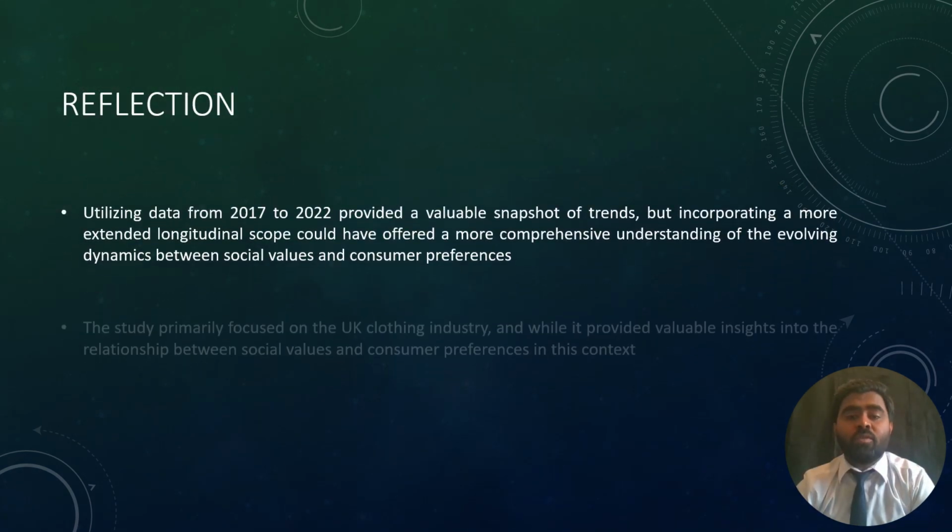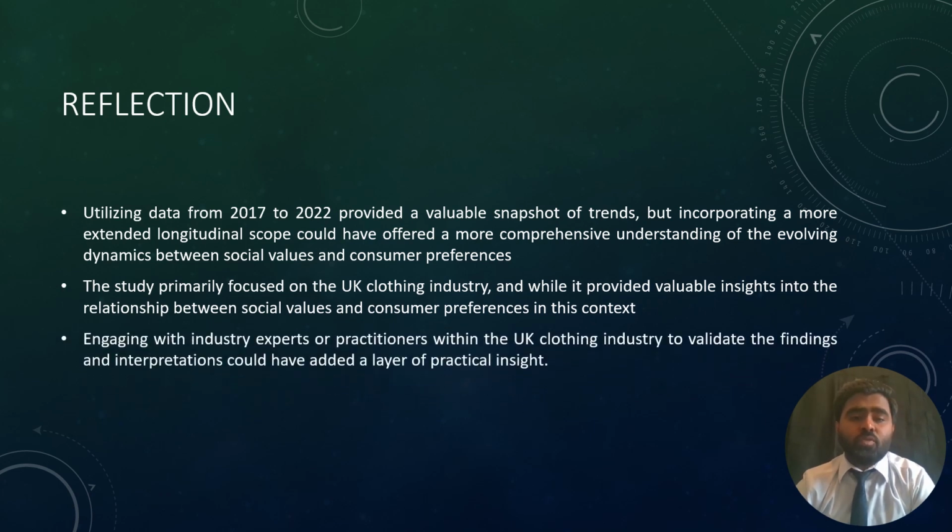The reflection of this research. First and foremost, longitudinal data for comprehensive insight. While data from 2017 to 2022 provided a useful snapshot of trends, incorporating a more extended longitudinal scope could have provided a more comprehensive understanding of the evolving dynamics between social values and consumer preferences, particularly the impact of changes over time. Diversified data sources for robustness.